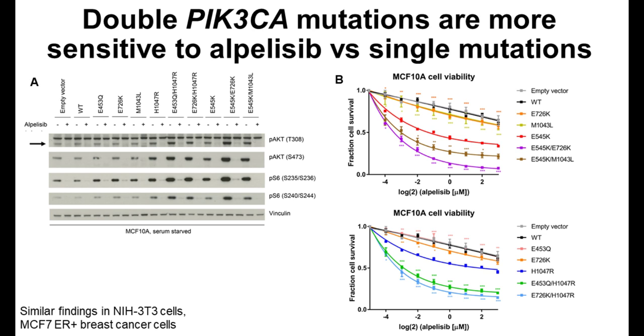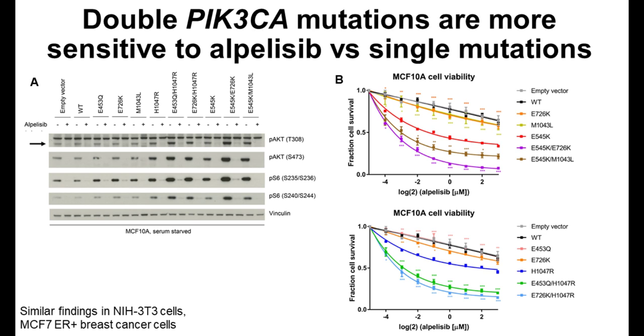Next, we wanted to investigate in our cellular models how double PIK3CA mutations may modify sensitivity to PI3 kinase inhibitors. We took our cell lines and exposed them to alpelisib. The Western blots I'm showing you here are a short-term 1-hour drug treatment. And as you can see, in the absence of drug, as shown in the minus columns, the double mutants have increased PI3 kinase signaling compared to single mutants. However, in the presence of drug, as shown in the plus columns, the signaling is abrogated under all conditions. And we showed similar findings in our other cellular models.